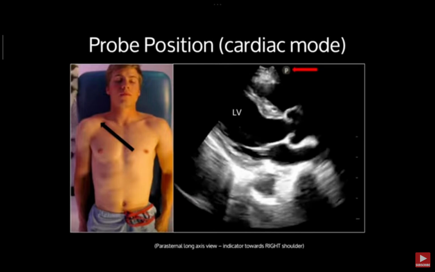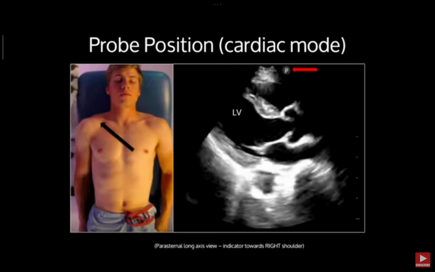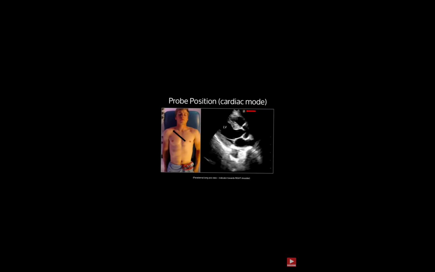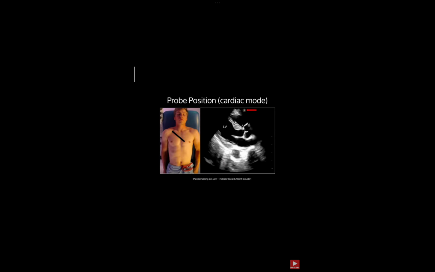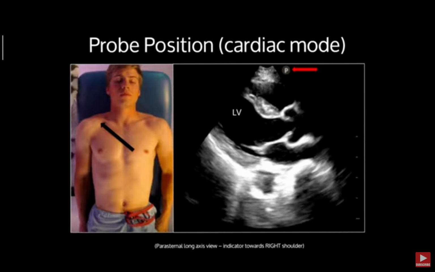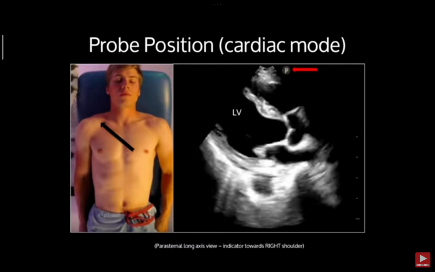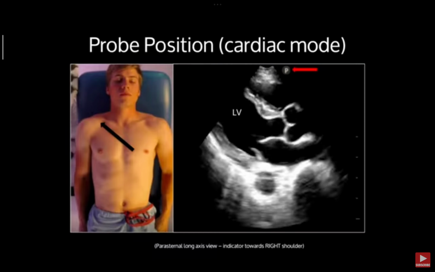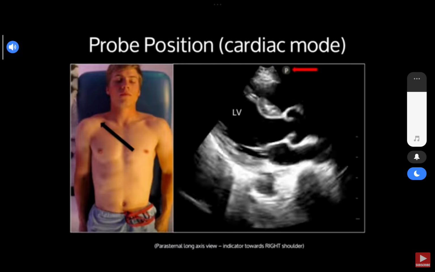This is a parasternal long axis view of the heart. The probe marker is facing the patient's right shoulder, and we are in cardiac mode because the indicator on the screen is on the right side. Remember that the left ventricle should always be on the left of the screen for parasternal long axis. We will talk about that again.